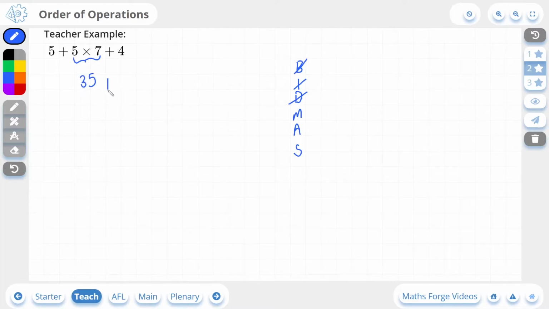Then we have a plus 4 at the end, and a 5 plus at the beginning, which I'm going to bring down. Now, there is no longer any multiplication, so we'll cross that off. The next thing to do is addition. Well, there's two additions here, so it doesn't really matter which order you do it in. But for good practice, I would always do it from left to right. So we're going to do 5 plus 35, which is 40, and then we have the plus 4. And then 40 plus 4, which is 44. This should be our final answer, and if we check it, there it is.